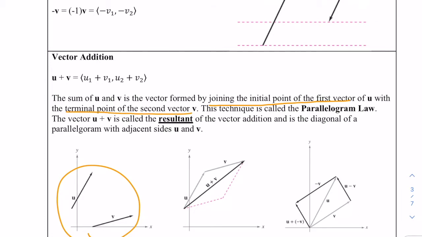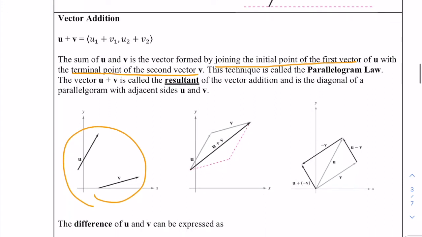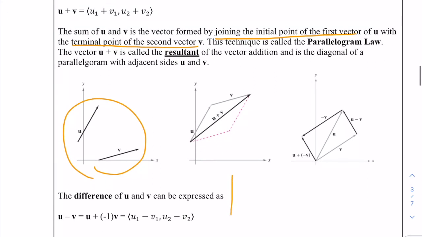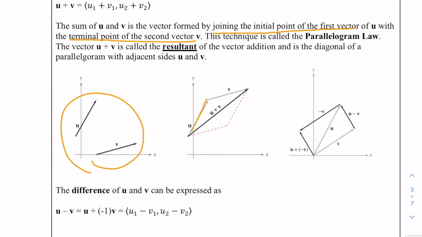So here's u, and then we're adding vector v. So vector v is going to be here. And you can see when you're adding them, you end up making this parallelogram. So that's why we say this is the parallelogram law, because it is going to have 2 sides that are congruent and parallel, okay? And then that resultant is the diagonal.